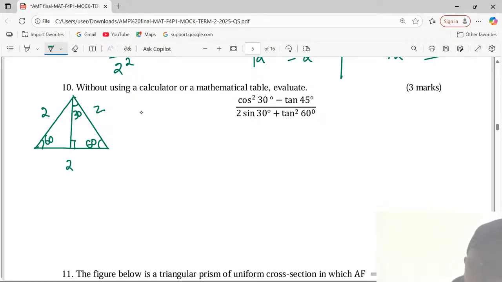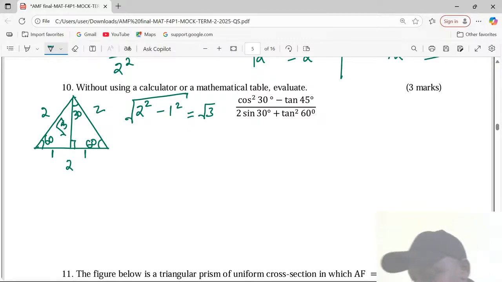The vertical height should be found using Pythagoras theorem: 2 squared minus, after bisecting, this becomes 1 and this also becomes 1. It was 2, so we split it into 1 and 1. 1 squared, then the square root to get the vertical height. So this becomes the square root of 3. We leave it as a surd. The height there is the square root of 3.